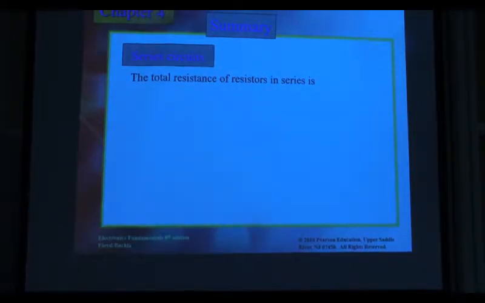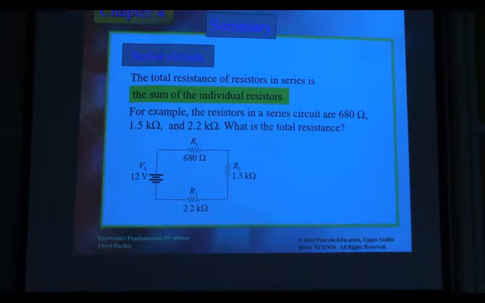If we are given a series circuit as in the previous example, we have three resistors, R1, R2, R3, connected in series. Sometimes I want to know what is the total resistance. Right? So this gives us the total resistance of resistors in a series circuit. So what do you think it should be? Just adding up. Add up all together, right? So it is the sum of all the individual resistors. Right? Now we have this example.